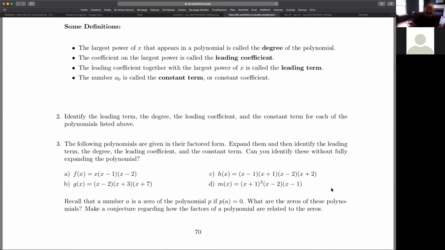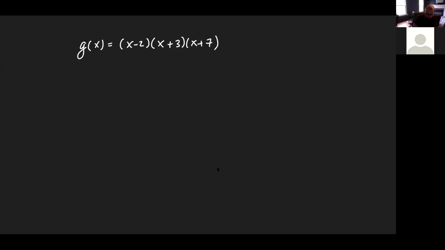So foiling does not help us when we have more than just two terms, right? FOIL is this acronym that stands for first, outside, inside, last. It gives you a mnemonic to remember how we multiply just two of these terms together. But now we've got three.